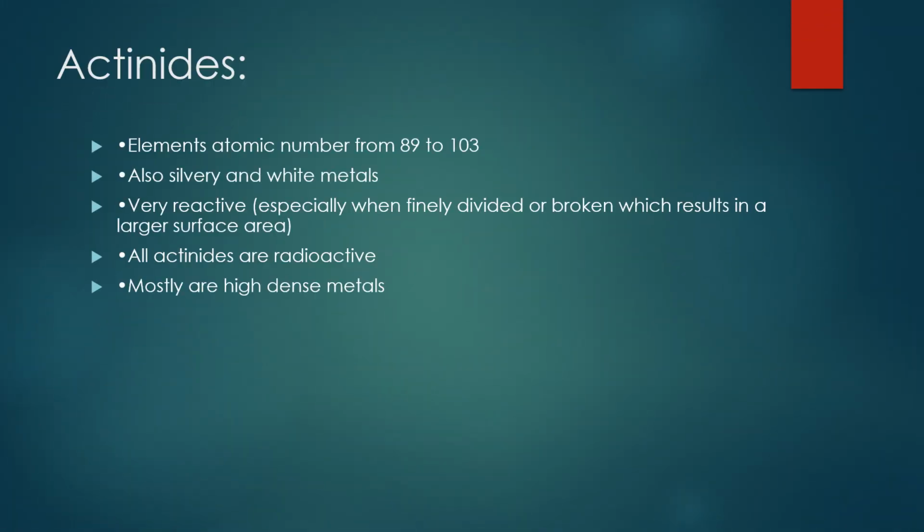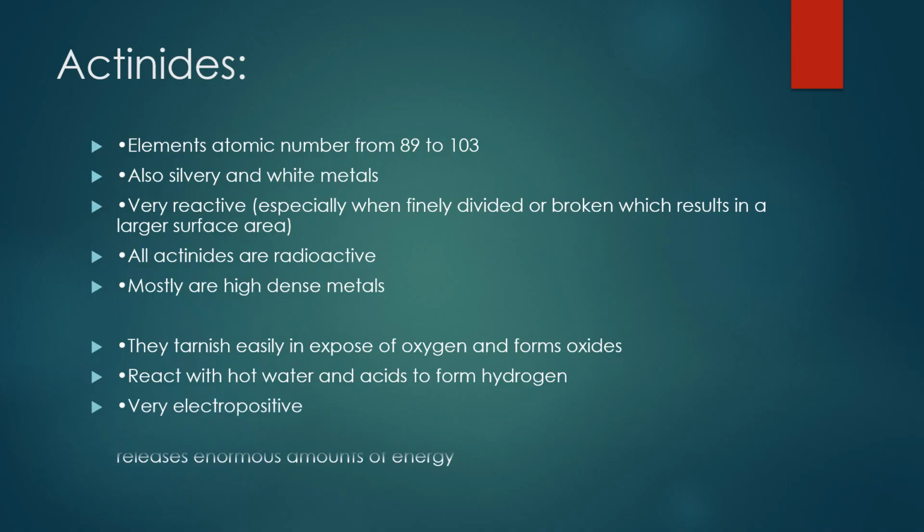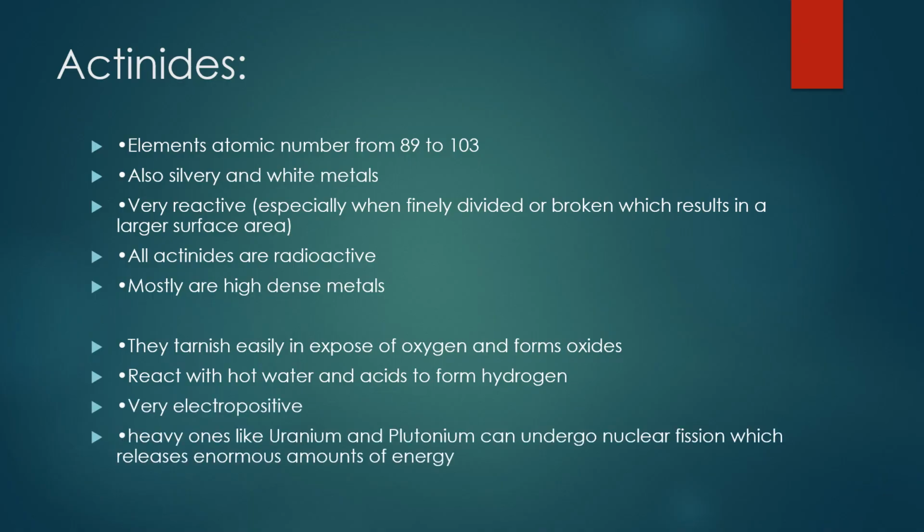Now we move on to actinides. Elements from atomic number 89 to 103. They also are silvery white metals. Very active, more than the lanthanides, especially when finely divided or broken, which results in a larger surface area. All actinides are radioactive. Mostly are high density metals.